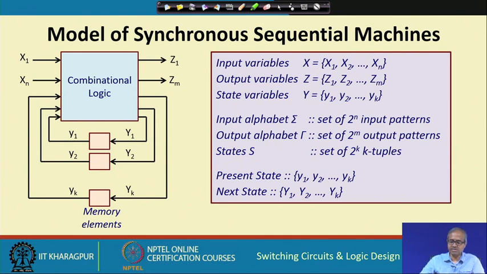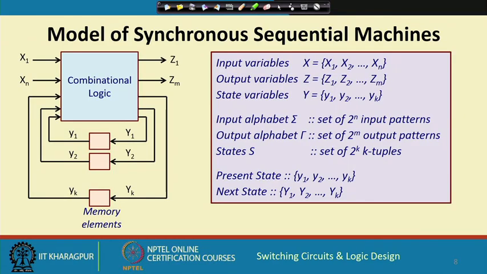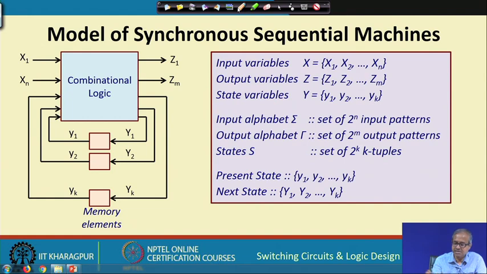Now, a synchronous sequential machine is a sequential machine which is synchronized by a clock. So, whenever the clock signal comes, the active clock edge comes, the states keep on changing. The flip flops are triggered by the leading edge or falling edge of the clock, only then some changes will take place. Okay?